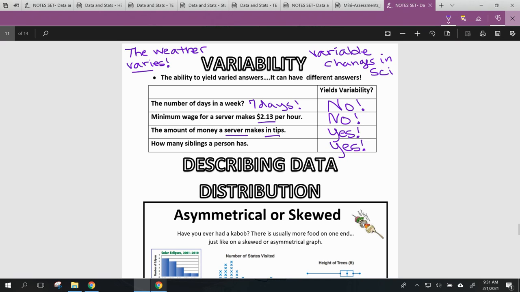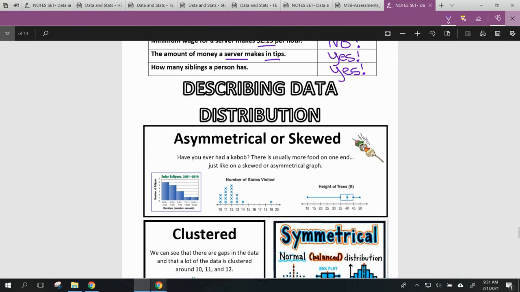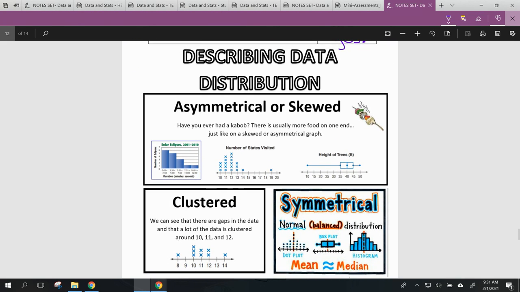The other thing we're going to take a quick peek at is describing data distribution, right? Looking at different graphs and knowing where our data is on the graph. We're going to look at 3, or really 4 keywords, but 3 different types of distribution: asymmetrical or skewed, clustered, and then symmetrical. So asymmetrical or skewed.